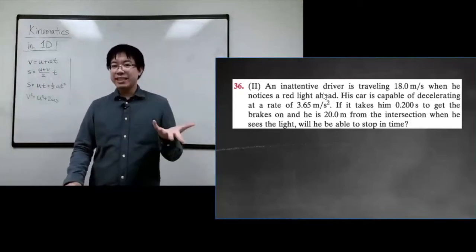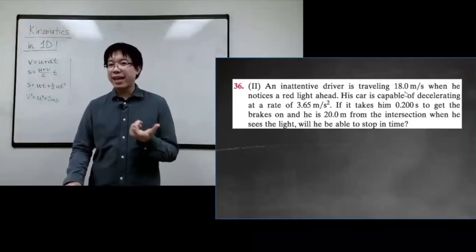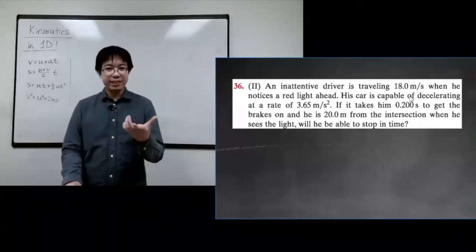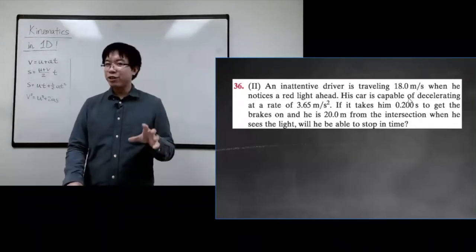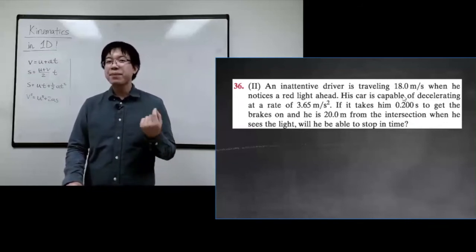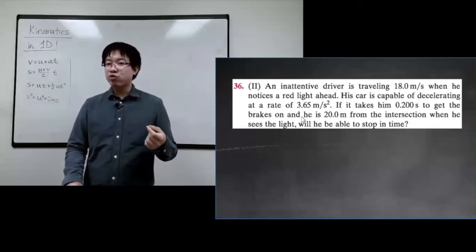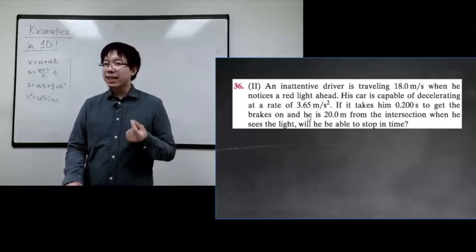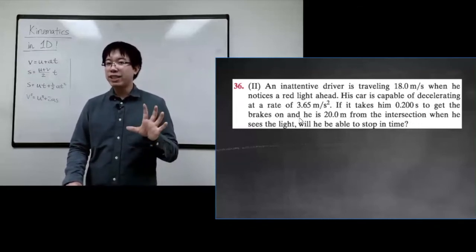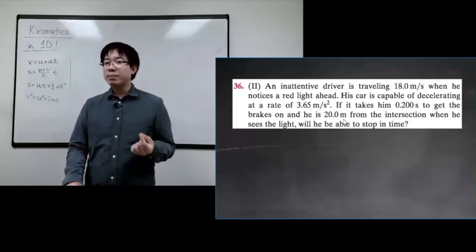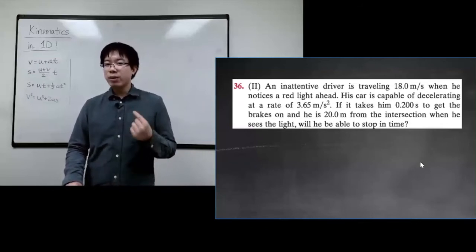It says an inattentive driver is traveling at 18 meters per second. I'll challenge you to put down in the comments below what this is in miles per hour or kilometers per hour, so you get a good sense of how fast that is. When he notices a red light ahead, his car is capable of decelerating at 3.65 meters per second squared, and it takes him 0.2 seconds to even get the brakes on, to realize that. And he's 20 meters away from the intersection when he sees the light. Will he be able to stop in time?